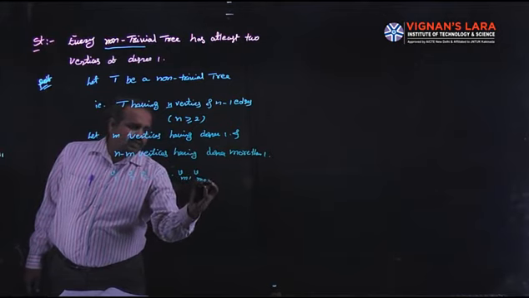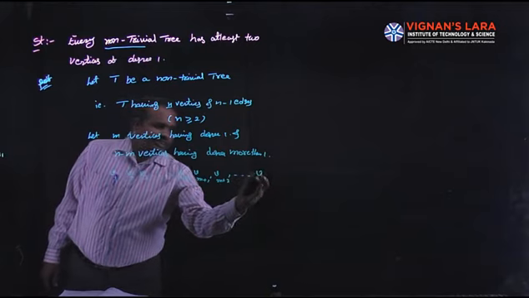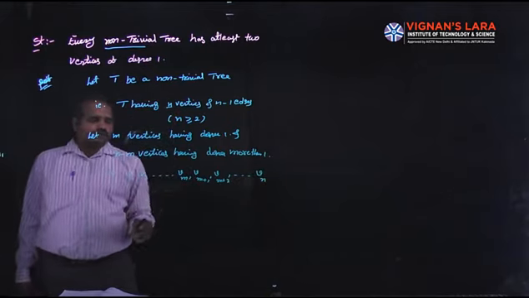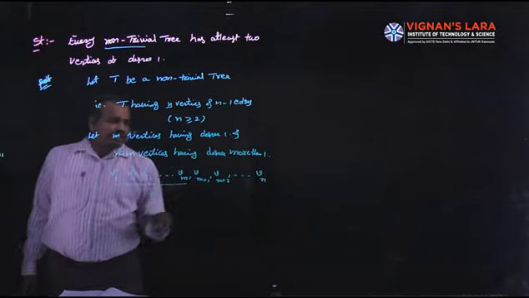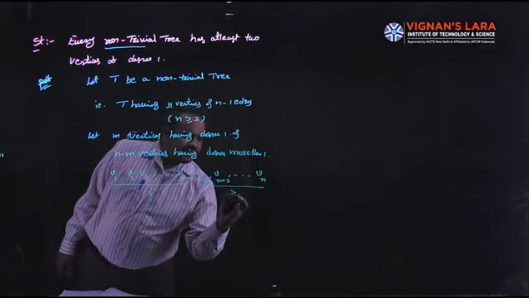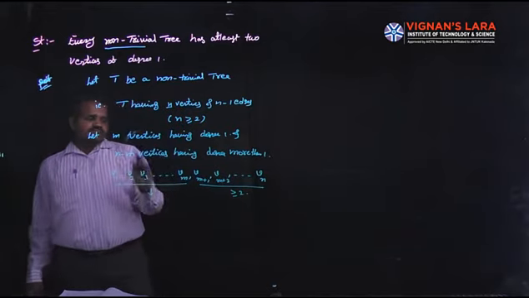vm plus 1, vm plus 2, and so on. These are the vertices. Here I said that these are all having degree 1. What about these? These are all vertices having degree greater than or equal to 2? So this is our concept.